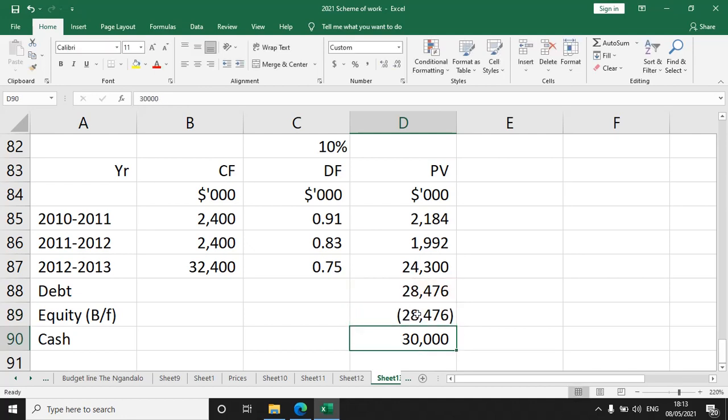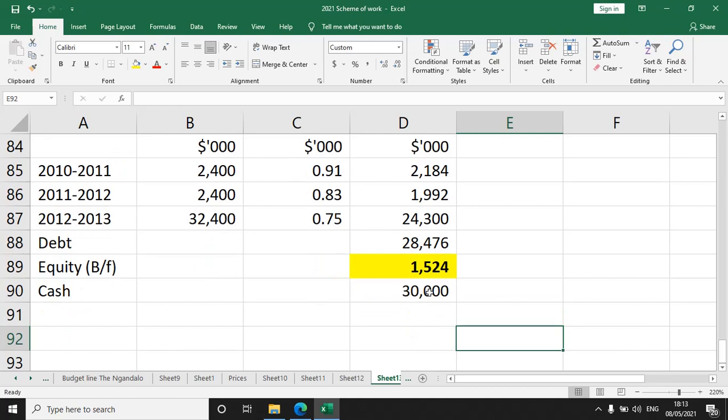Okay, let me go over that one again. 30,000 minus that figure, you're getting that figure. So that difference is what is known as equity. Shareholders received 30,000, but they're only going to pay debt which has got a present value of about 28,476, meaning that they are gaining somehow, and their gain is 1,524.